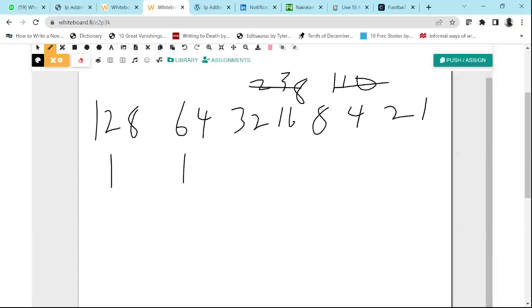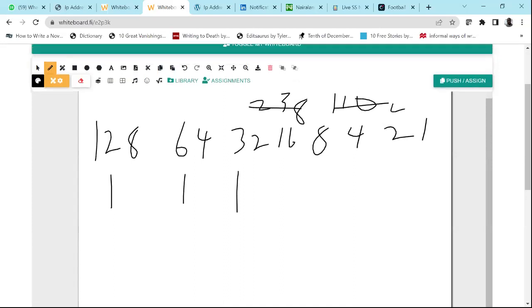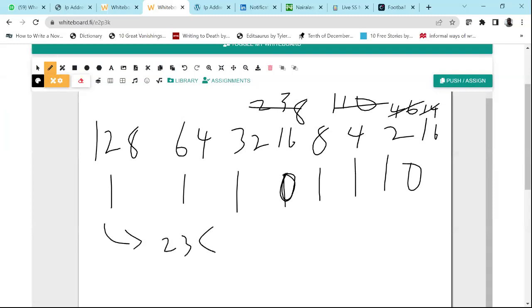That gives us 46. I can still subtract 32 from that. Yes, giving us 14. Can I subtract 16 from that? No, because it's 14, so that's 0. I can subtract 8, yes, that's 1, leaving us with 6. I can subtract 4, and I can subtract 2. So this is 238 in binary: 11101110.